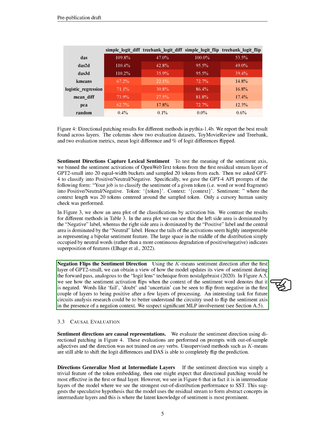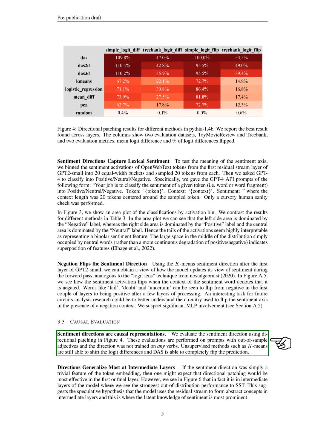We also found that sentiment directions are causal representations. We evaluated the sentiment direction using directional patching. These evaluations were performed on prompts with out-of-sample adjectives, and the direction was not trained on any verbs. Unsupervised methods like k-means were still able to shift the logit differences, and DOS was able to completely flip the prediction.